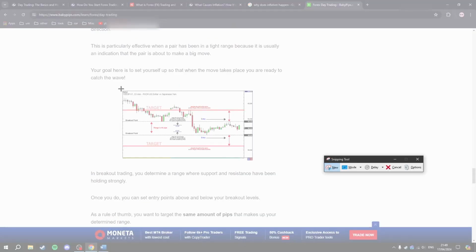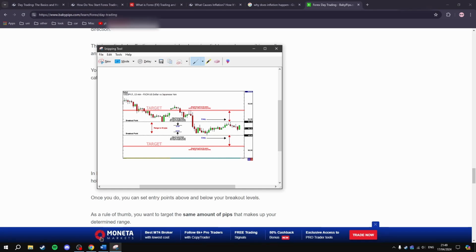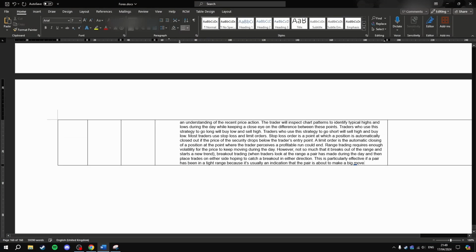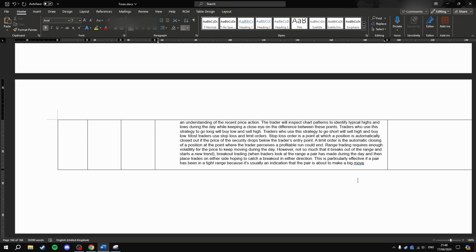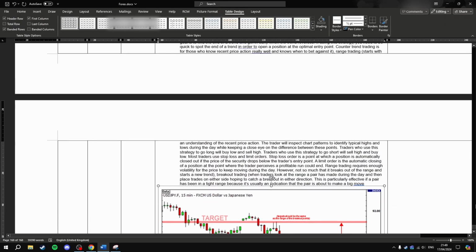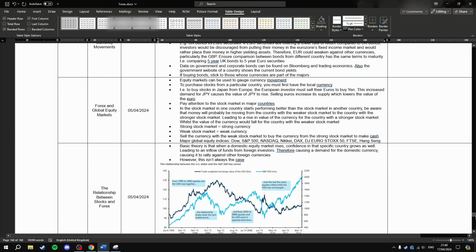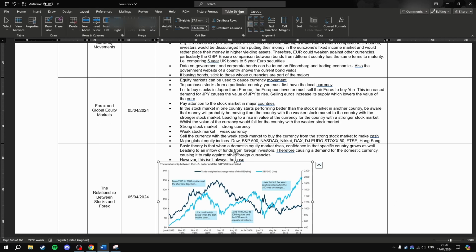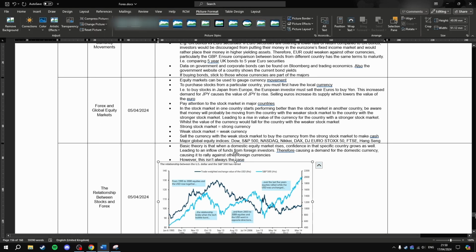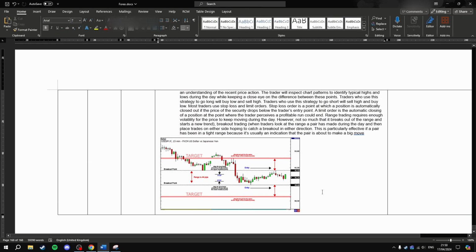Big move. Oh, it's been so long since I pasted an image. What's the image dimension that I've set? So like that.